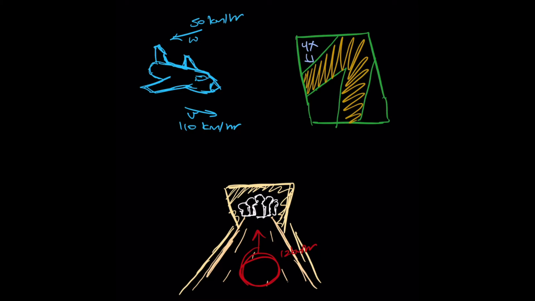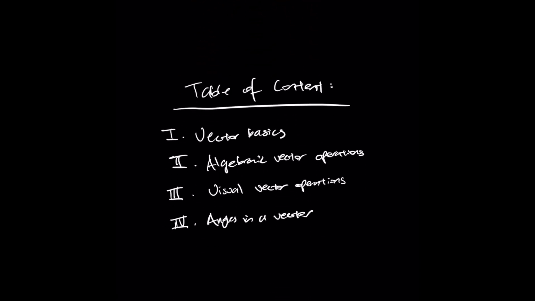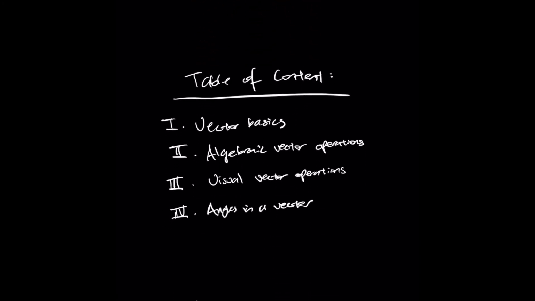Welcome to video 9.4, discussing the meat of vectors. First, we're going to take a look at some vector basics. Then we're going to move on to algebraic vector operations. Next, we'll look at some visual vector operations before ending off with looking at angles in a vector.